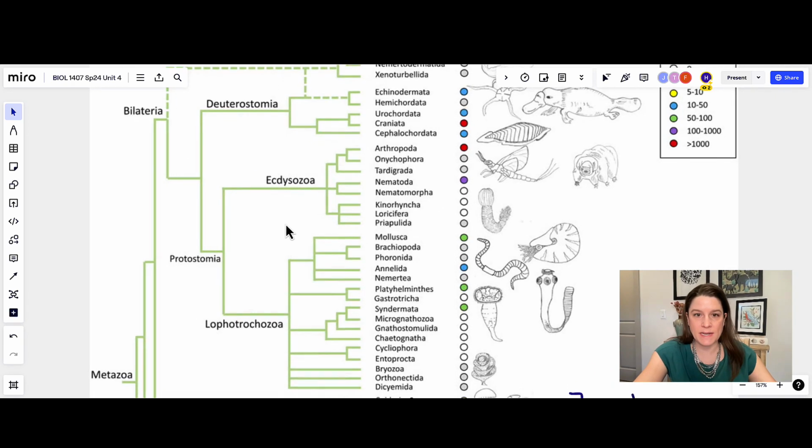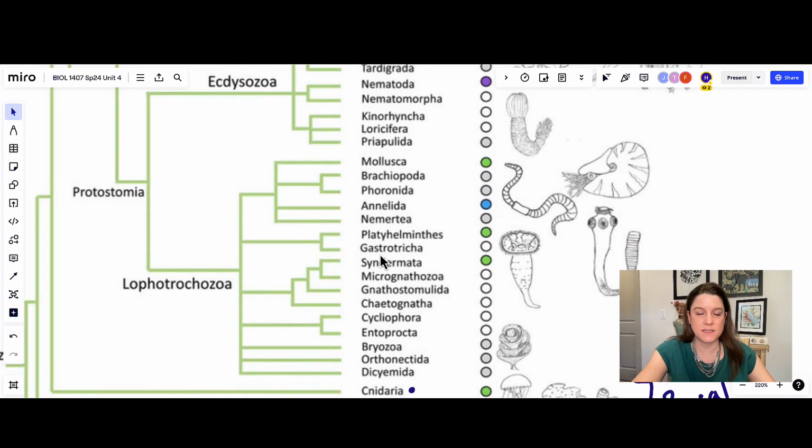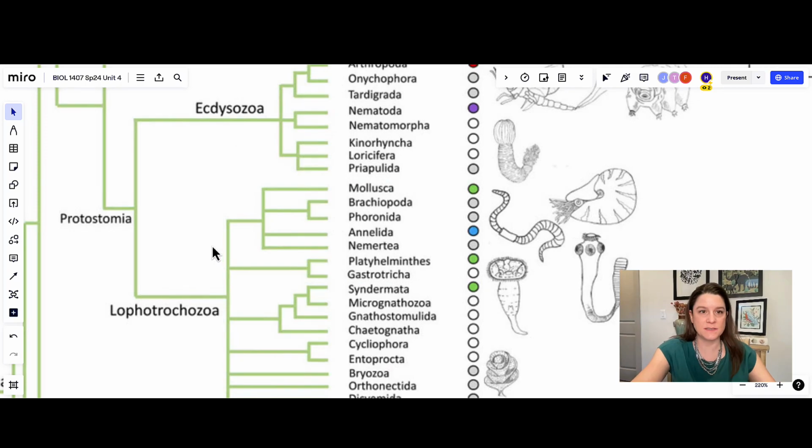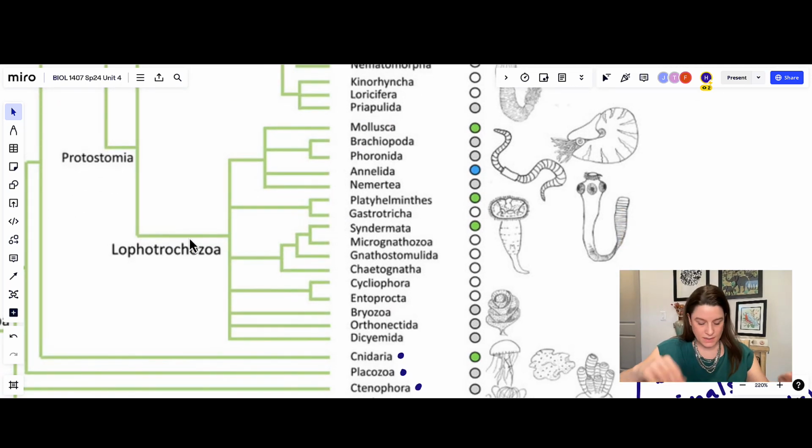And you'll see, where are we here? Here, we're starting at Platyhelminthes. We're starting in this Lophotrochozoa group here.